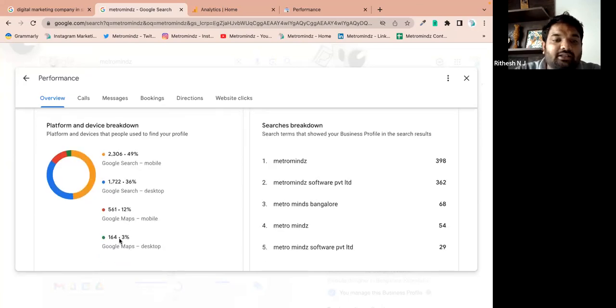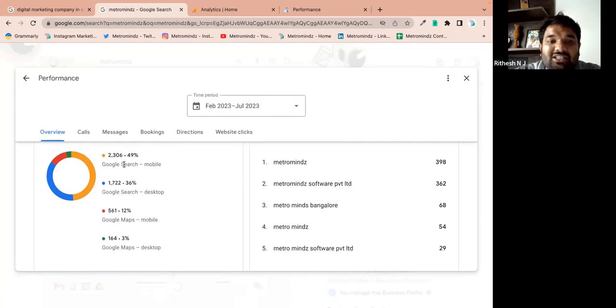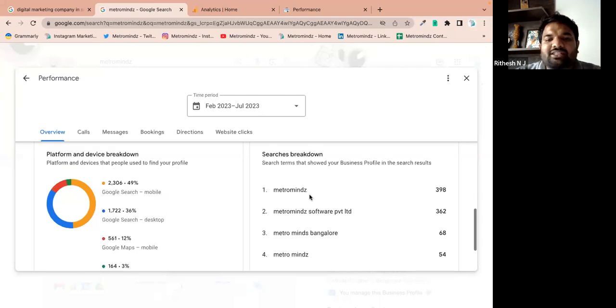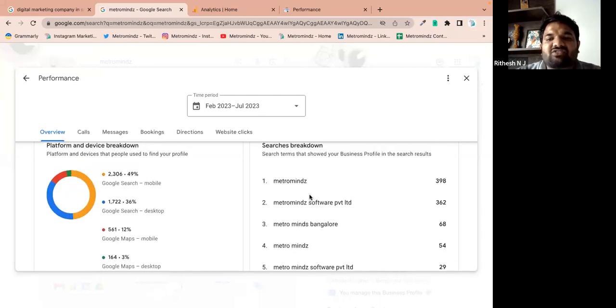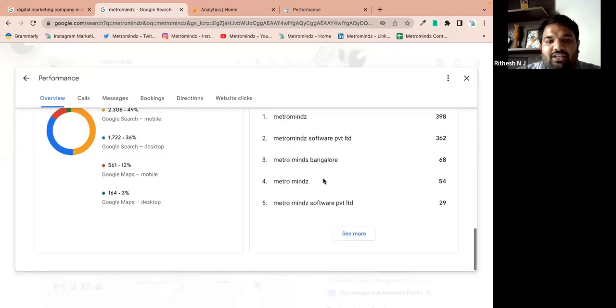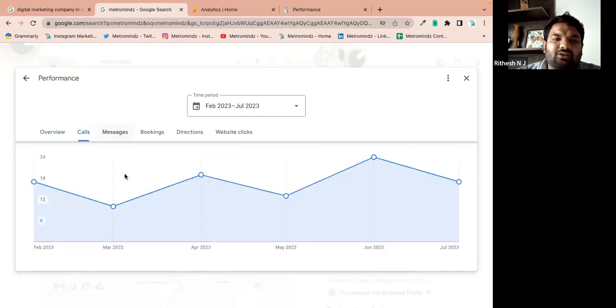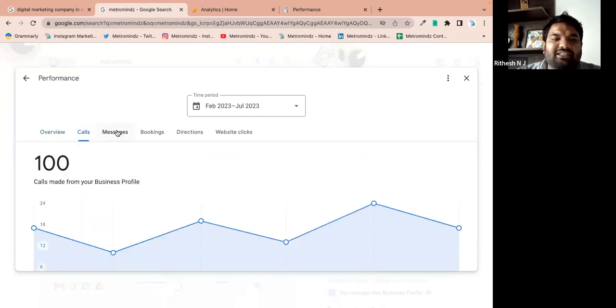As you can see, there are two very important things, which I've told you in the slide: one is Google searches and one is Google Map. Now you can see that there are so many people. And how did they search? In what keywords have they searched? You can see that on the right side. You can also see how many calls they made over the period, and how many messages people tried.